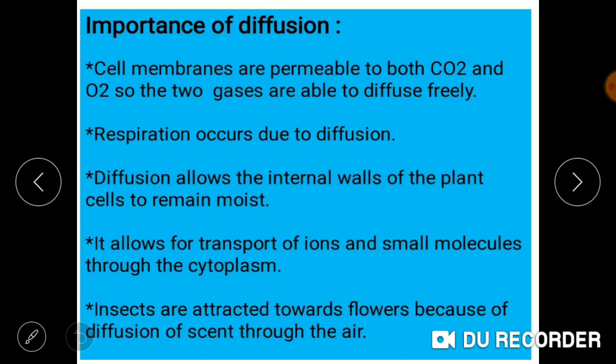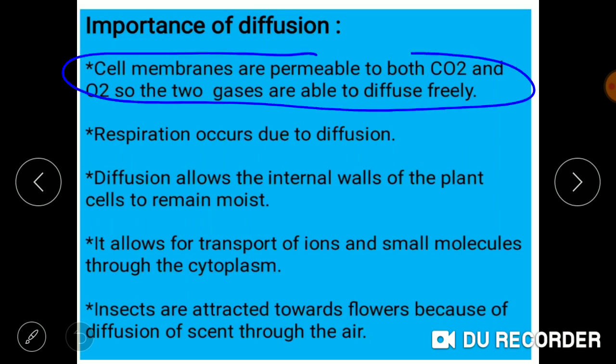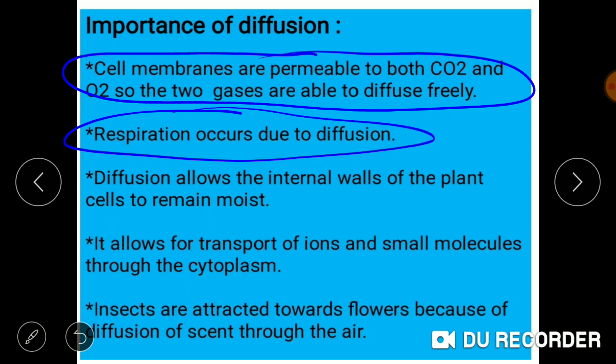Now we will talk about the importance of diffusion. Cell membranes are permeable to both CO2 and O2, so the two gases are able to diffuse freely. The diffusion of these gases takes place easily through the cell membrane. Respiration occurs due to diffusion. Diffusion also helps in the process of respiration.